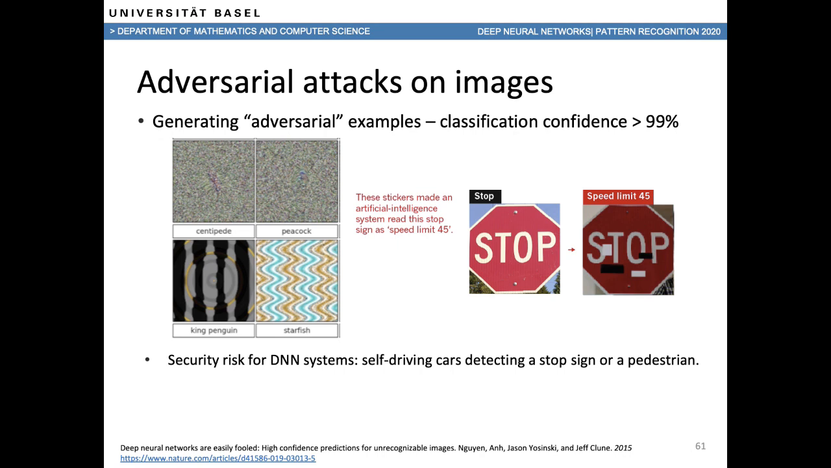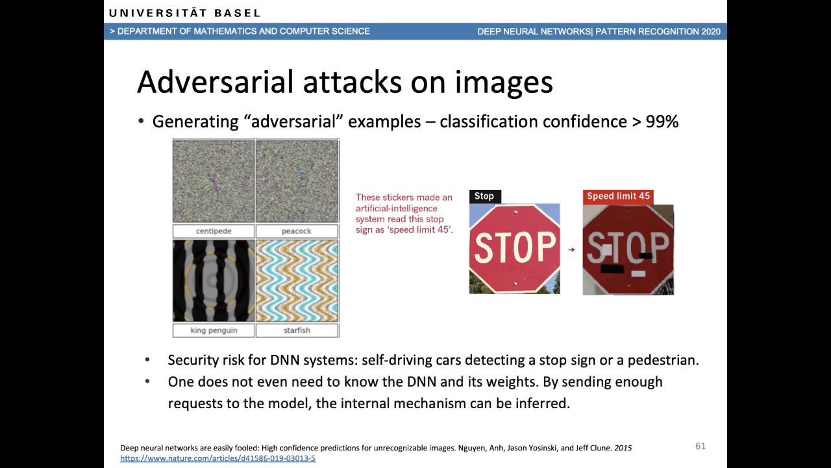If it cannot detect a stop sign or a pedestrian, for instance. And one does not even need to know the deep neural network and its weights. If you have a system where you can just send images and get the response, what do I see in this image, then if you send enough images or slightly manipulate the image enough times, in fact you can infer the full model and all its parameters just by sending images to the network.